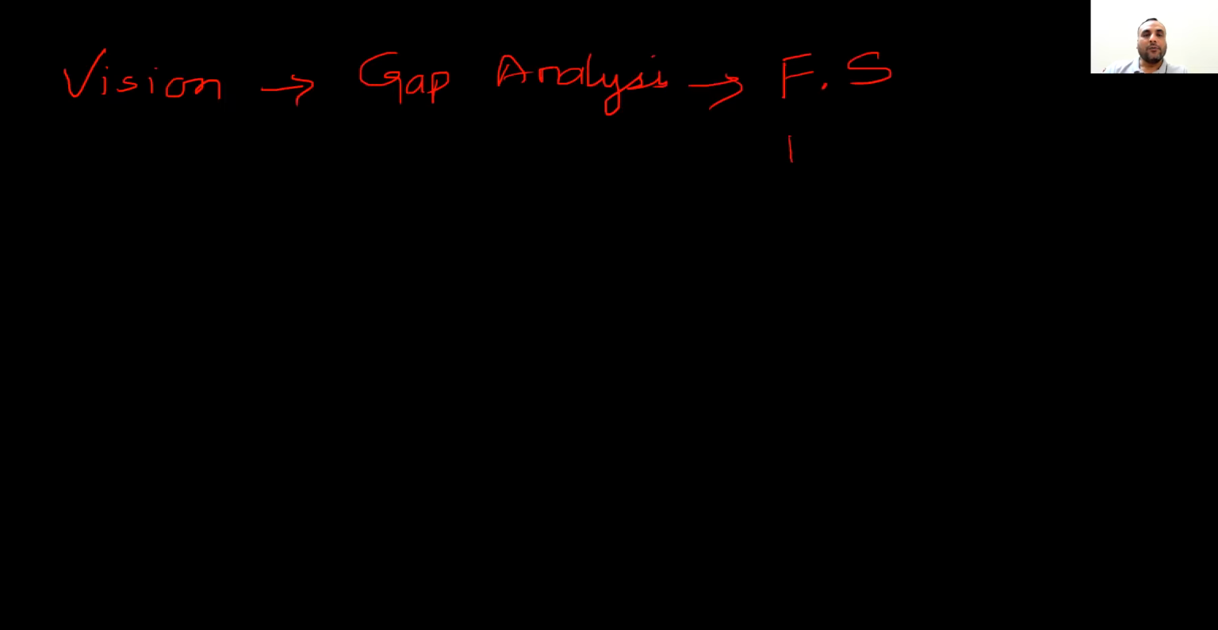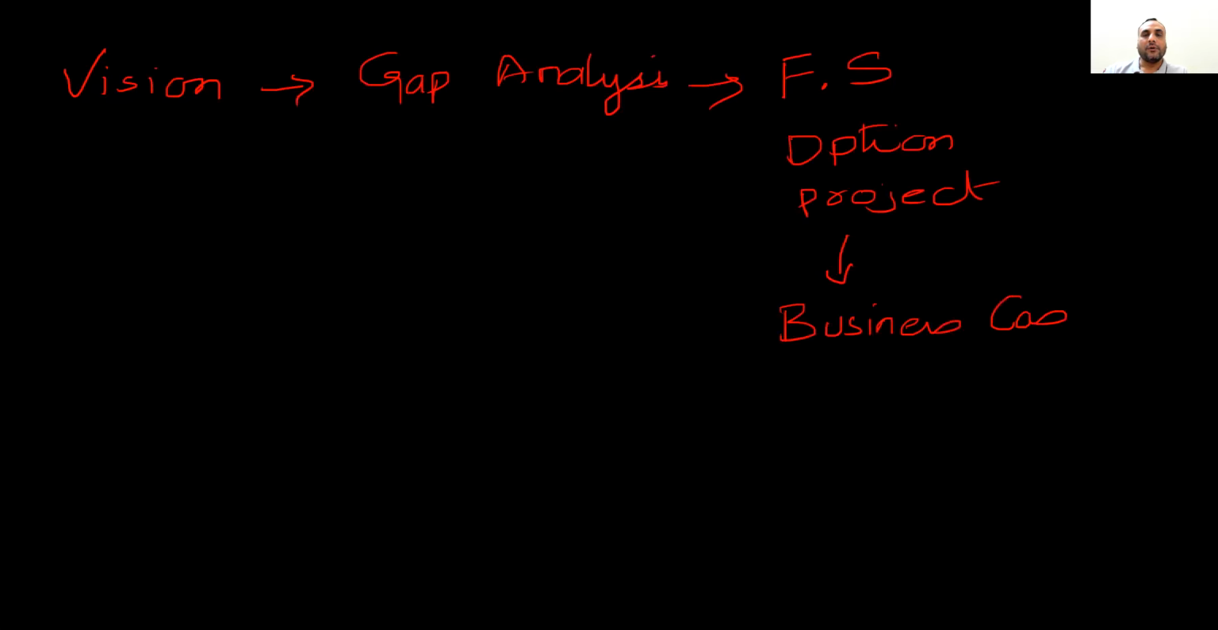Feasibility contains what? Options, or options of projects which can be done to achieve the vision. After that, what happens? Business case is prepared because the feasibility study is approved. And the feasibility study contains multiple options and they approve one of them. So for that one of them, the business case is prepared by the business analyst and gets approved. What is a business case? It contains the reason why we are doing the project.